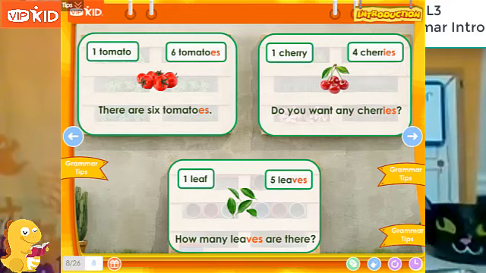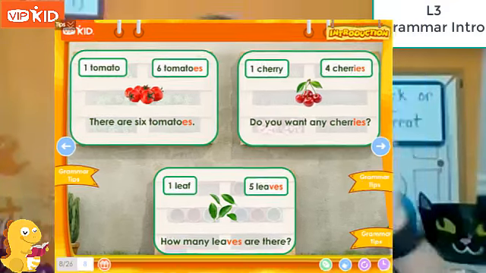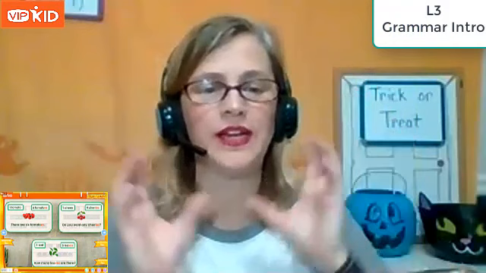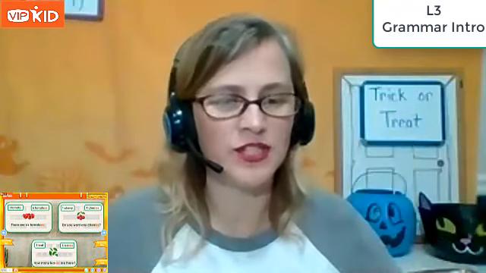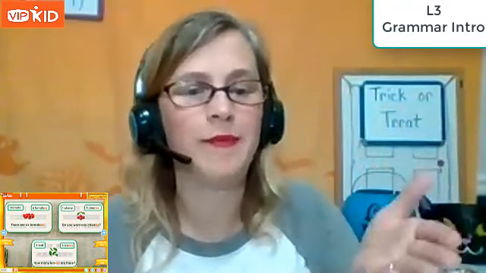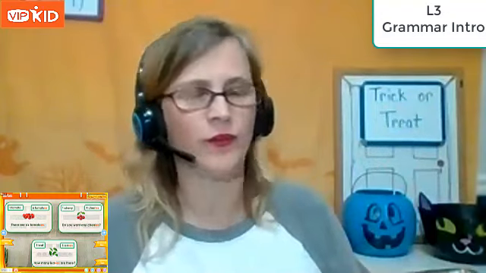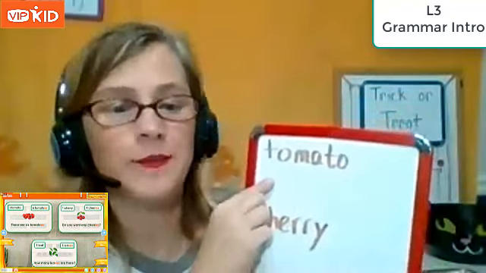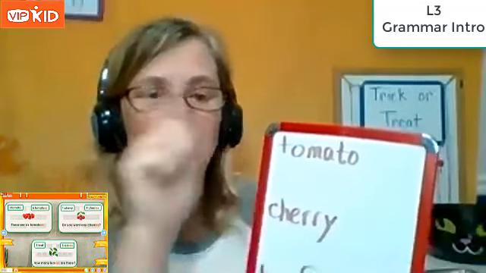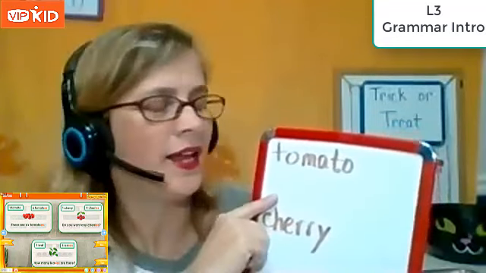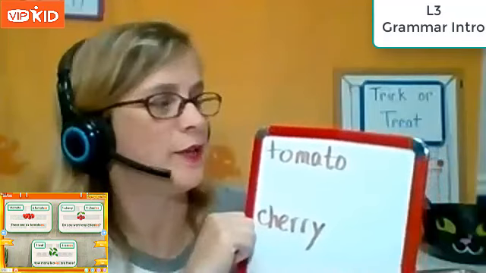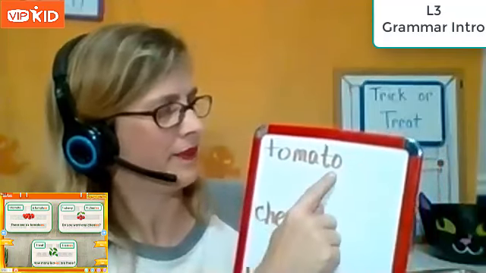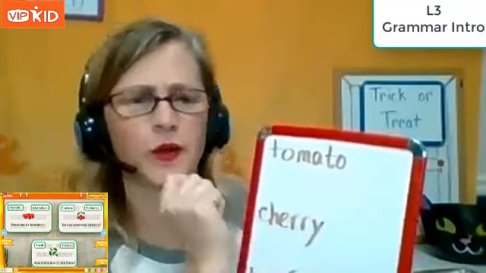On page 8, there's 3 pictures, and it's pictures of tomatoes, cherries, and leaves. And it starts with 1 tomato. And I would have written on my board the word tomato and say, can you count the tomatoes? And have the student count the tomatoes and read the sentence. There are 6 tomatoes. Tomato, tomatoes.